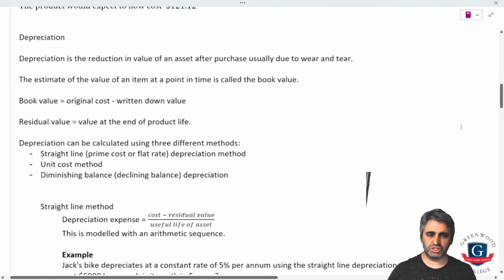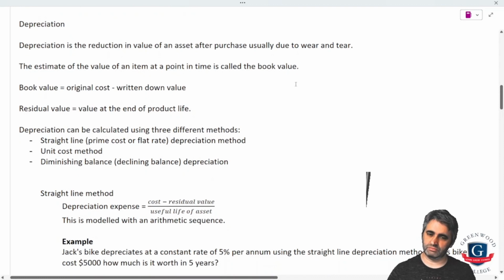Depreciation is different. Depreciation is how much a product, an asset, reduces in value over time. Generally it's due to wear and tear. It could also be because products become cheaper over time, say like an electric car. But generally it's wear and tear. The estimate of the value at a point in time we call the book value. So you have the purchase value and you have the book value. And the book value is equal to the original cost minus the written down value. I'm not sure that's actually the case. All right, I'll go with it as the original cost minus the written down value. I'm sure I've gotten that out of the book. The residual value is the value at the end of its product life.